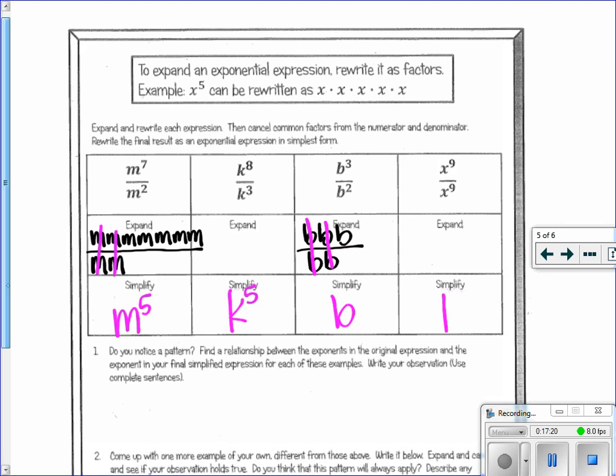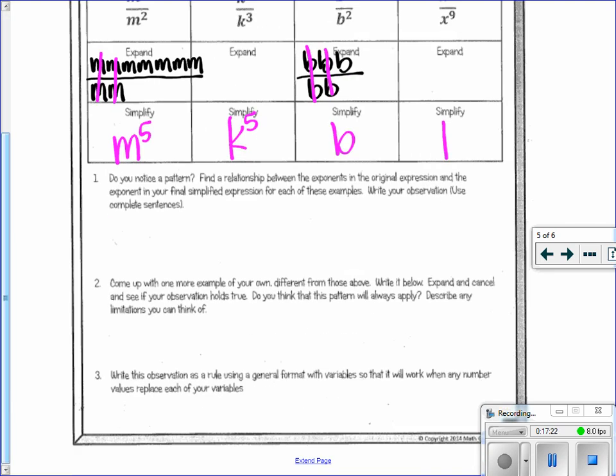Thursday or Friday. Alright. So what's the general rule? If they have the same base and the operation is division, what do you do with the exponents? Cancel, which means subtracting the exponents.